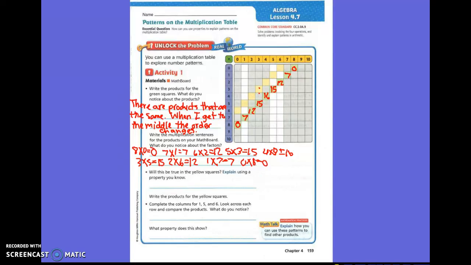Okay, so what do we notice about the factors? They are the same. And you can erase the words. The same factors, but different order.